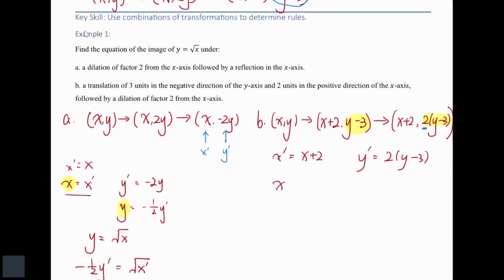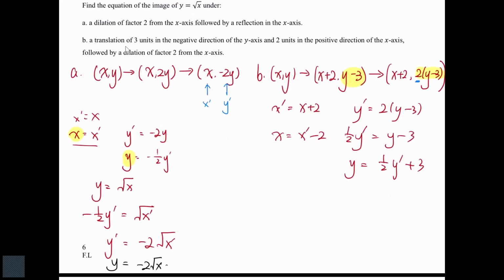x then equals x dash minus 2. A half y dash equals y minus 3. y then equals a half y dash plus 3. All right, this is the expression of x and y in terms of x dash and y dash. That's it. Okay, now we have the original graph, y equals square root of x.